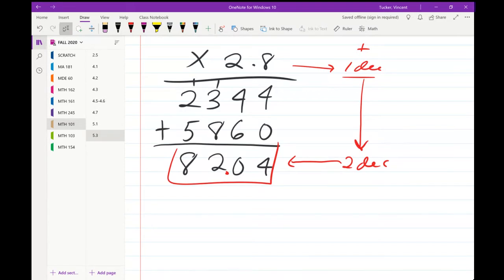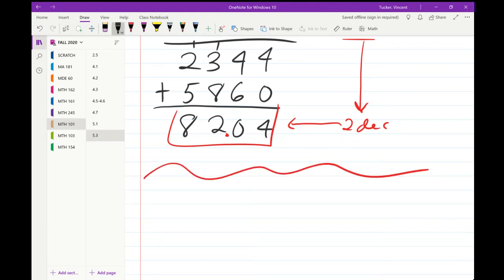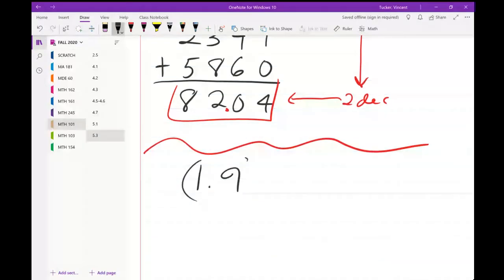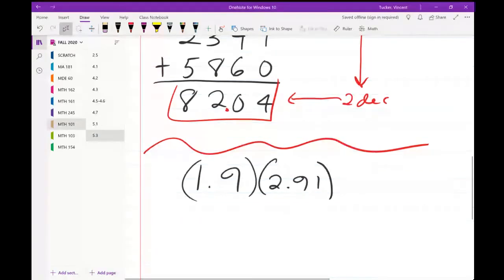All right, we'll do at least one more like that. All right, 1.9 times 2.91.